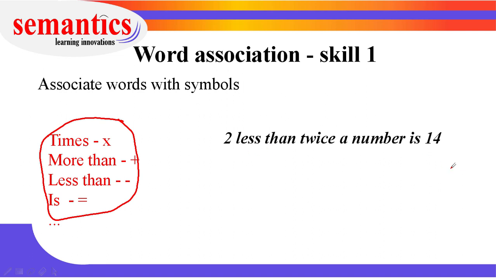For example, let's take a simple word question. 2 less than twice a number is 14. Let's associate each word with any of these mathematical symbols. So less than stands for subtraction, twice is multiplication into 2, is stands for equal to. So 2 less than, let's put minus 2, twice a number. So let's take the number as x, twice the number.